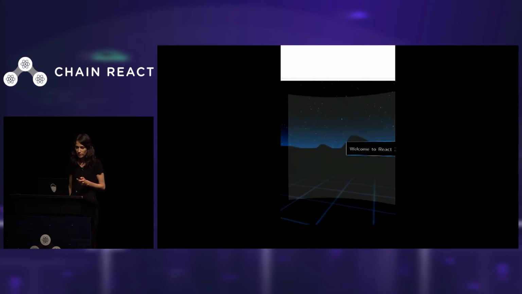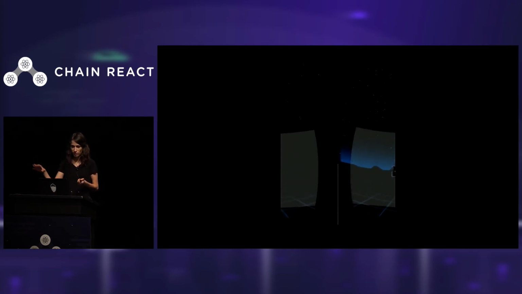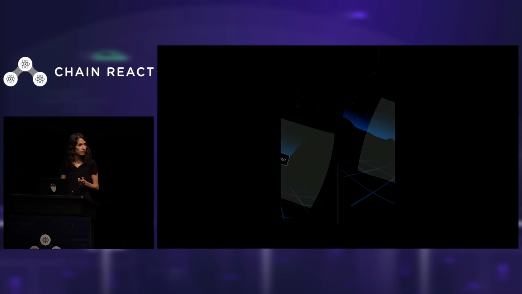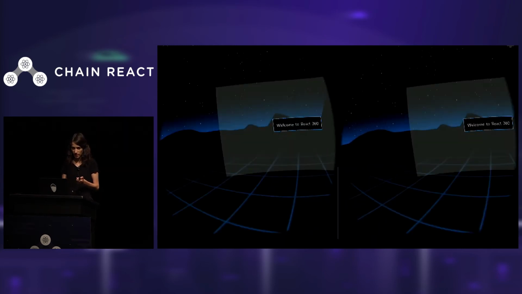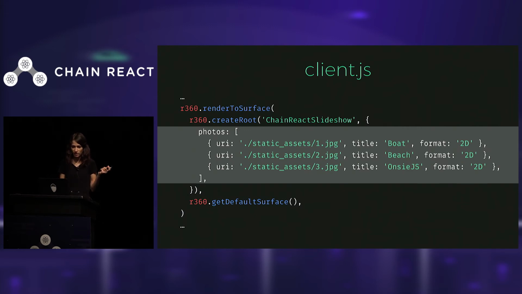It's not full screen, it should be. To change the example code to show us a full screen photo gallery, we just would have to adjust the client.js and the index.js. Within the client.js, we remove the default background image and we change the render to surface function a bit by giving the create root function an object with an array with all our photos as second parameter. And these are the panoramic photos in an equirectangular format, which is specified here as format 2D.